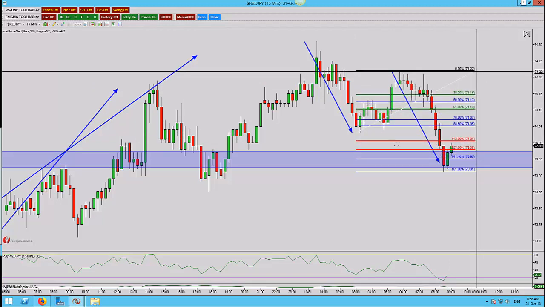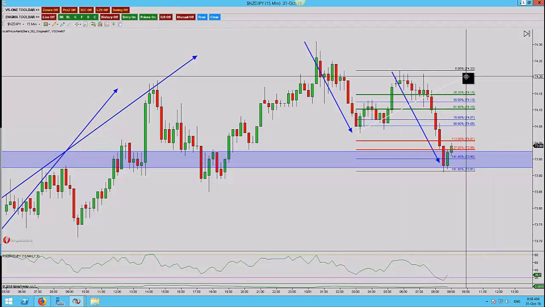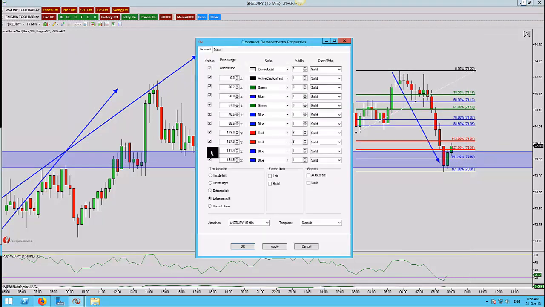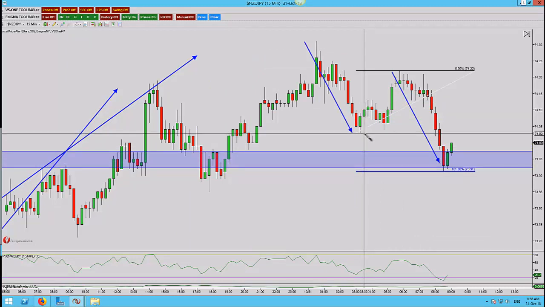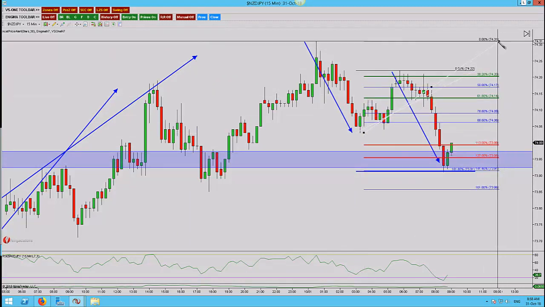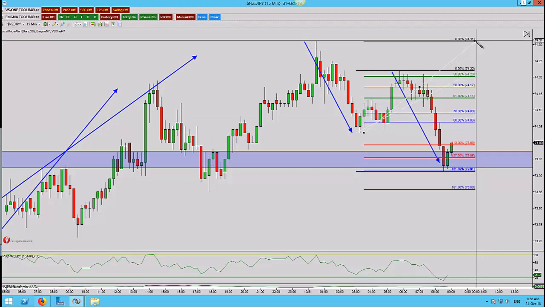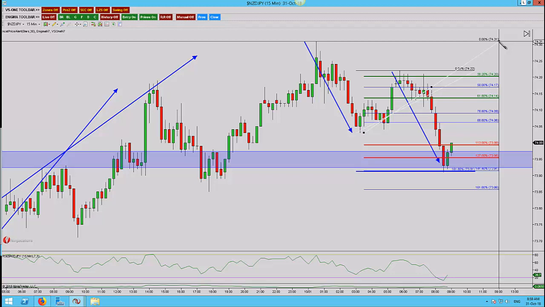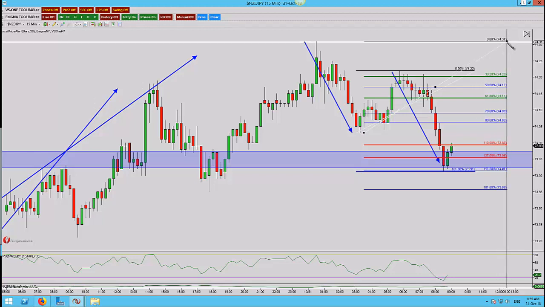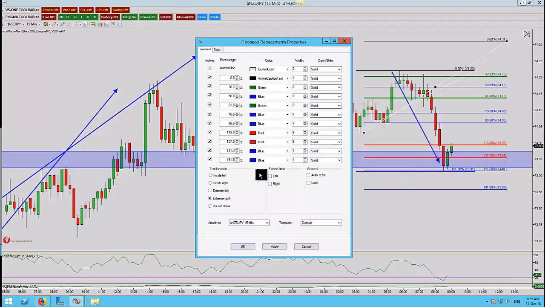I need a 1618 inversion to be tested. And I am just going to remove all the other fibs just to keep this nice and clear so that we can see. I'm going to fatten that up a little bit. So there's the 1618. I also need a 1414, and it needs to be very close to the 1618. And as you can see, I'll just move it out to the side a little bit. We have that 1414 to the pip within the same area.